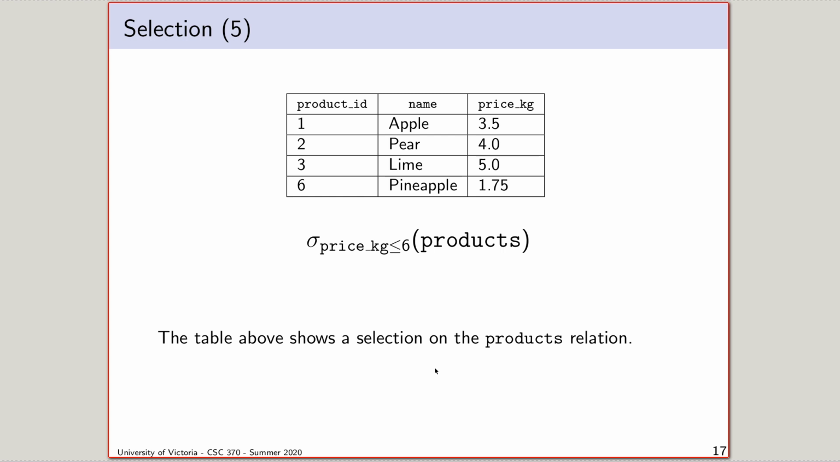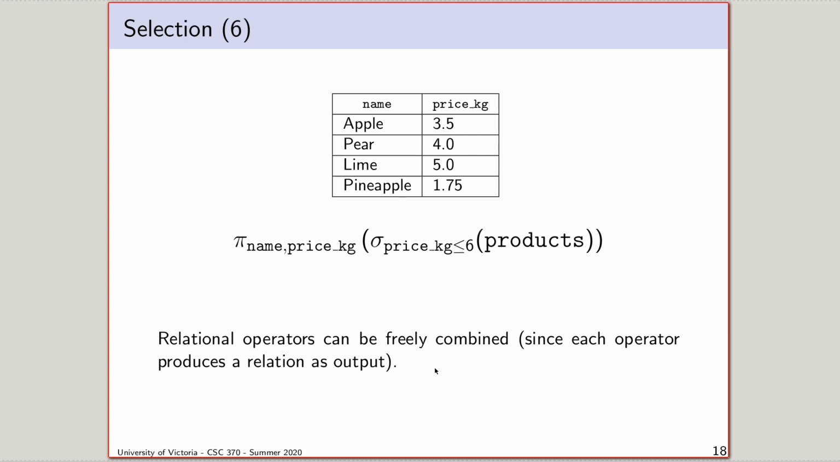So here's an example of a selection. This is price per kilogram less than or equal to 6. And here's an example of two operators combined together. So the slides, as usual, are a bit behind what I'm talking about. I already gave that point away. Because these are all operators that go from sets to sets, I can combine them in whatever order I want.